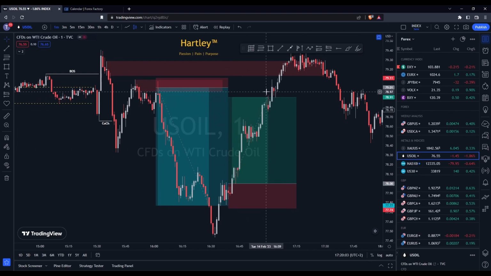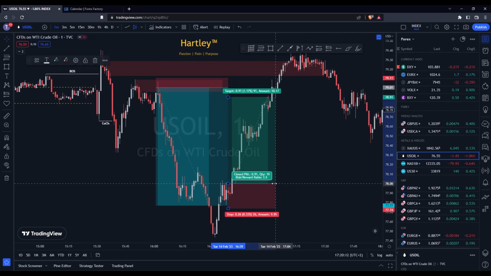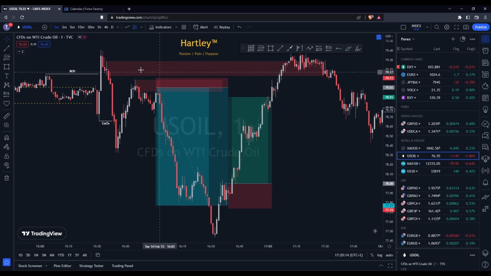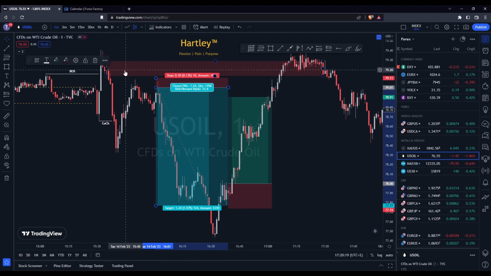But then I ended up taking profit a little bit early because what time was this? This was at 5 o'clock, and the market normally starts closing down at around 5 o'clock, so I took profit over there. And yeah, so that's how I traded this as my example. And that's the same way you would trade.